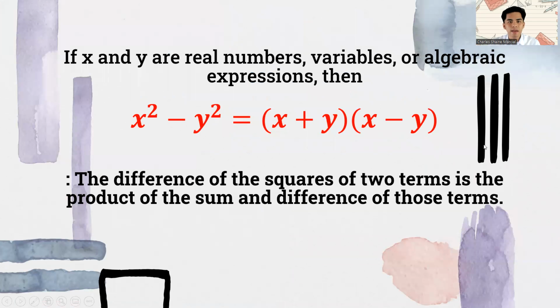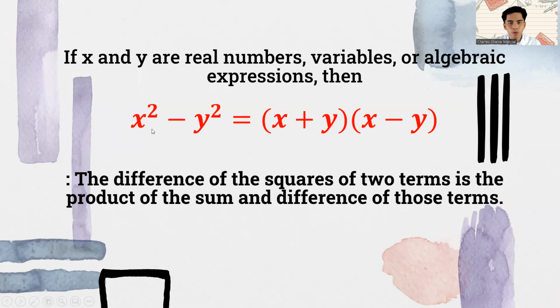So if x and y are real numbers, variables, or algebraic expressions, then x squared minus y squared is equal to the quantity of x plus y times the quantity of x minus y. So yung i-fa-factor natin is the difference of two squares. So yung form ng difference of two squares is ito.